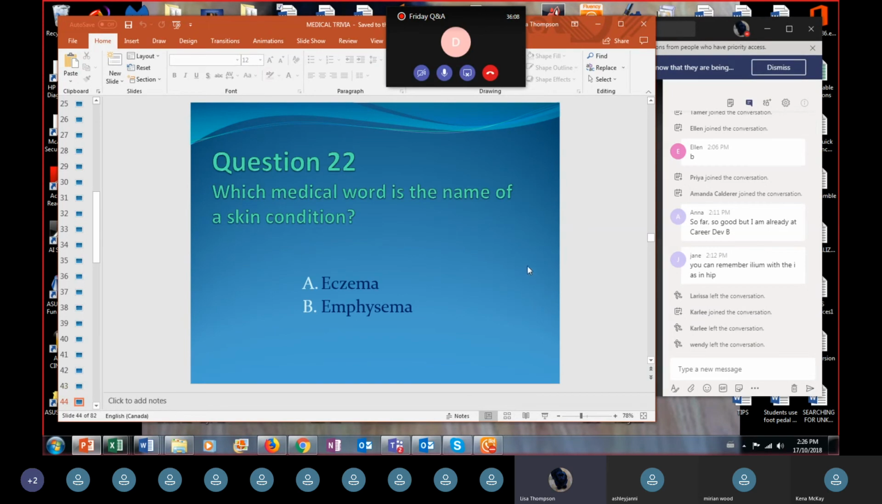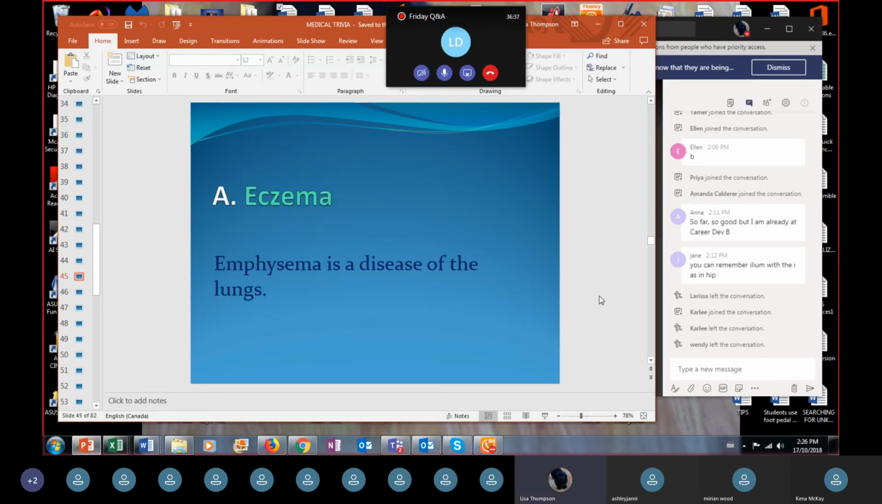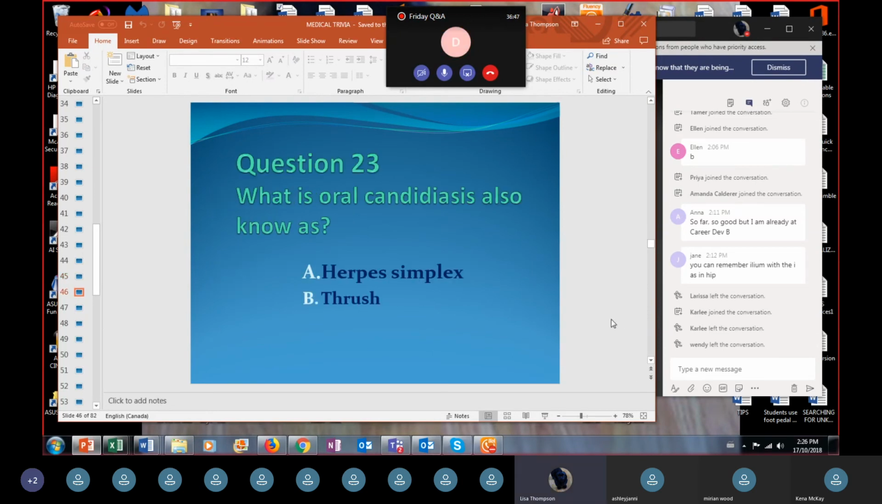Question 22. Which medical word is the name of a skin condition? Is it A, eczema, or B, emphysema? The answer would be eczema. Emphysema is a disease of the lungs.